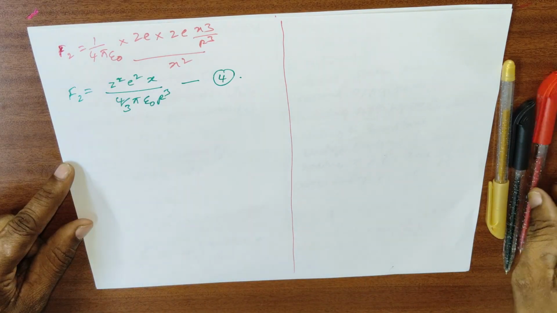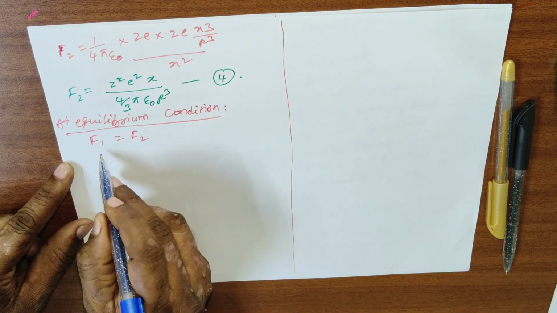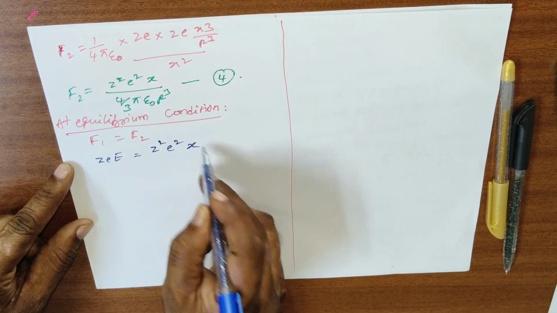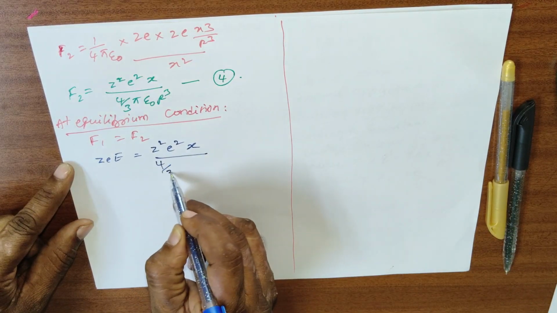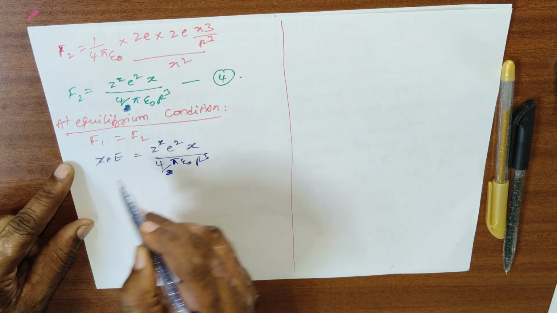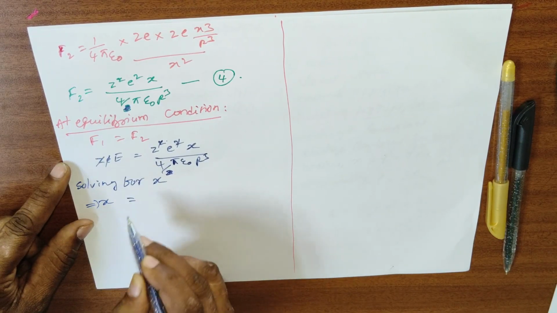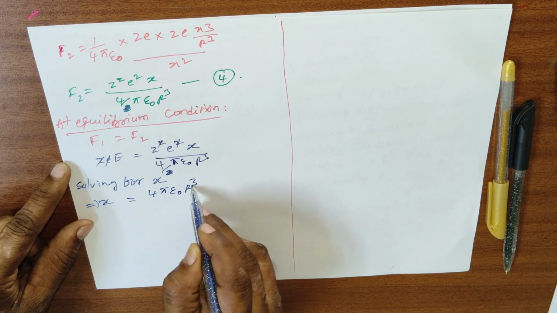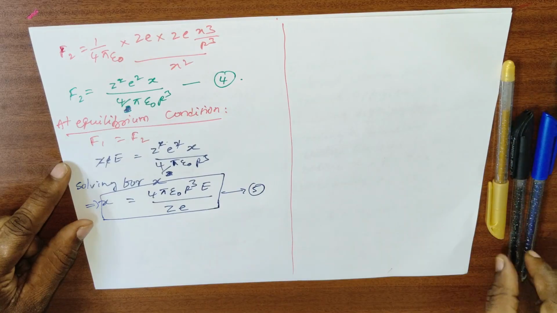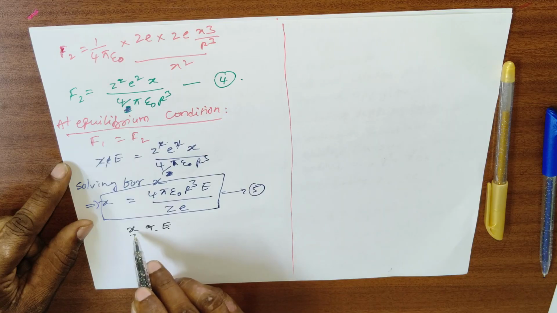At equilibrium condition, these two forces, F1 and F2, are equal. That implies F1 is equal to ZE into E, and F2 is equal to Z square E square x divided by 4 pi epsilon naught R cube. Upon solving, Z will cancel, and E square will cancel. Solving for x, x equals 4 pi epsilon naught R cube E divided by ZE. This is equation number 5. Here x is proportional to E. That means if you apply a larger field, the displacement is also larger.